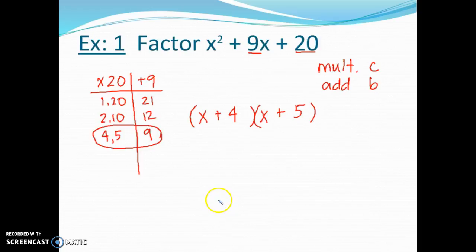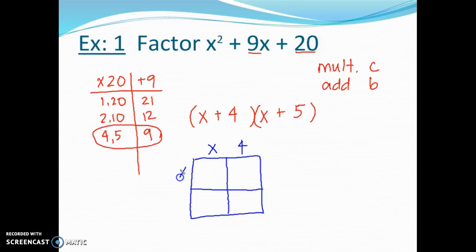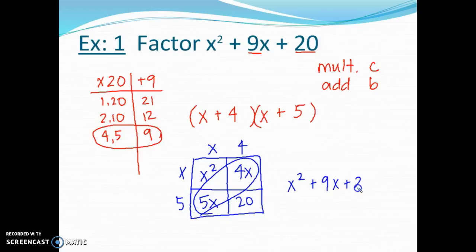Again, you can always check by foiling or box. So we'll box this one. So I need a 2 by 2. And I have x and positive 4, x and positive 5. X times x is x squared. 5 times x is 5x. X times 4 is 4x. 5 times 4 is 20. Find my like terms, and we end up with x squared plus 9x plus 20. So we multiply to C, add to B.